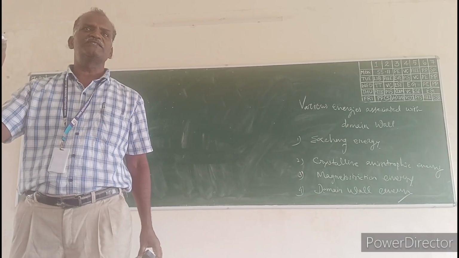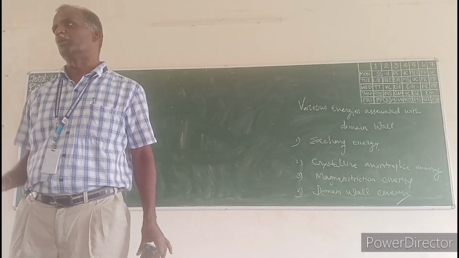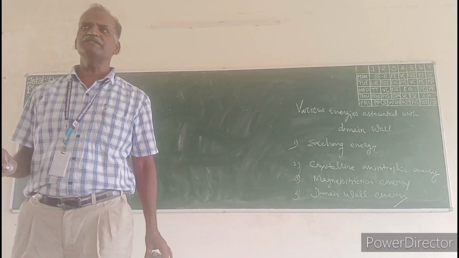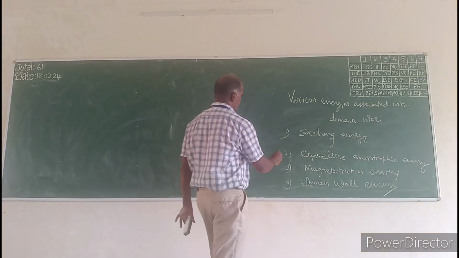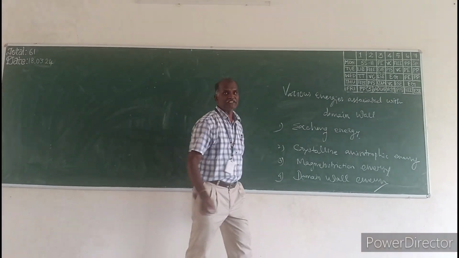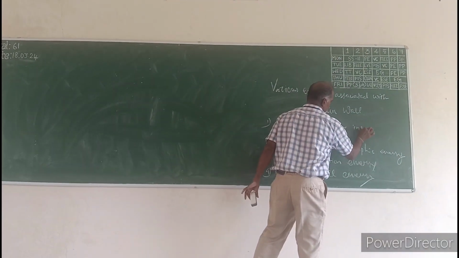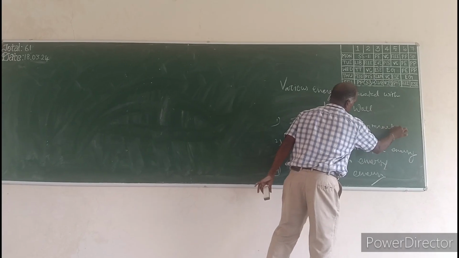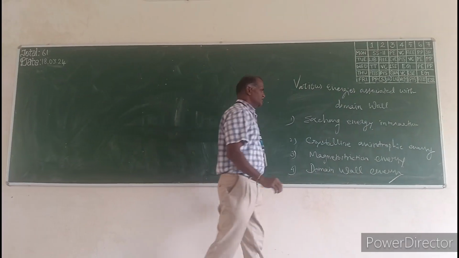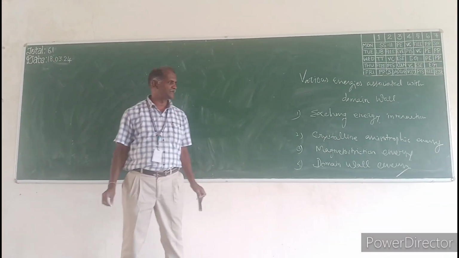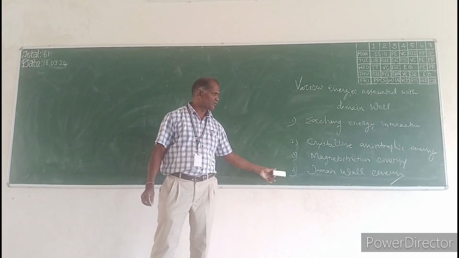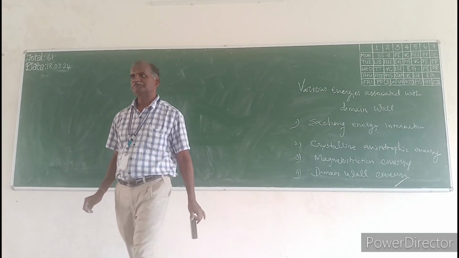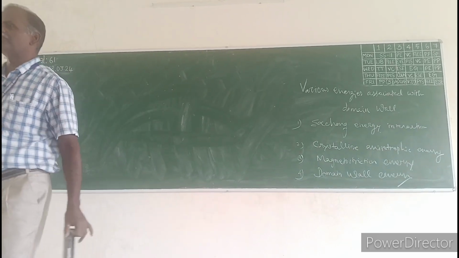There are four energies associated with the domain wall movements. How many energies? Four energies. What are they? The first is exchange energy interaction. Second one is crystalline anisotropic energy. Third, magnetization energy. Fourth, domain wall energy. Then what is the use of these energies?